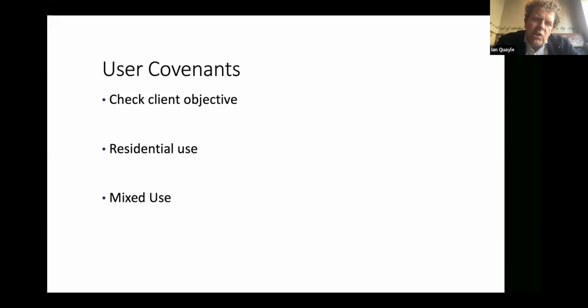With regard to mixed use, there was a case recently where someone was occupying a flat that had mixed use, so it was work or home use, and the court had to decipher: did that mean it could be used exclusively as a home or exclusively as a workplace?